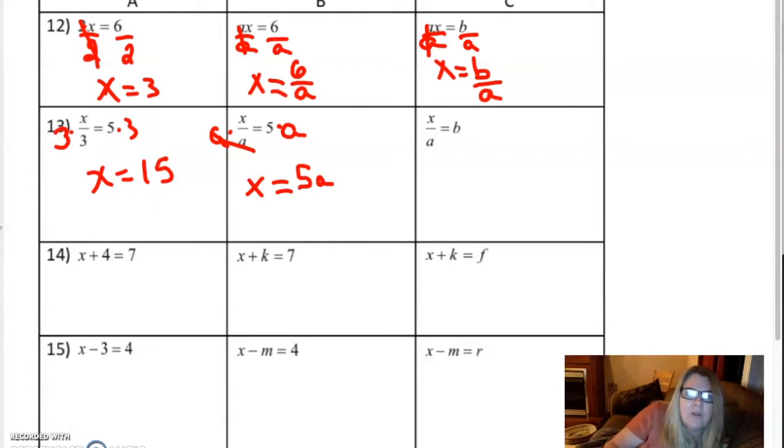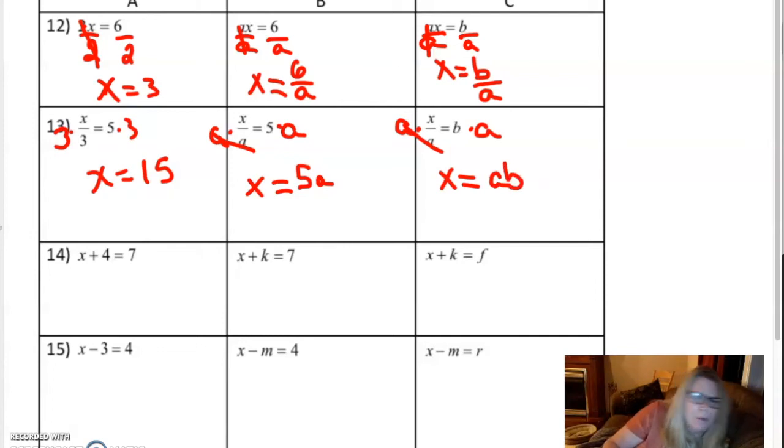Then transition over to all letters. That's a literal equation. It's all letters there. So we would multiply by a to get rid of the a that's there, to isolate the x. And we're left with b times a, or ab.